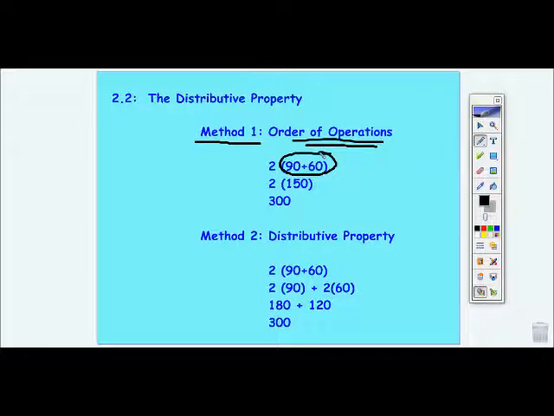So 90 plus 60 is where we get the 150, and then we're going to multiply it by 2. Excuse me, and 2 times 150 is 300.